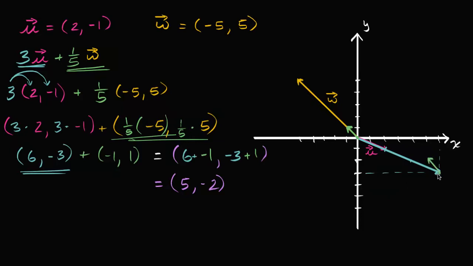So the head of the first vector is going to be where the tail of the next vector starts that we're adding. And so the resulting vector is going to be, if we started at the tail of the first vector of 3u, or at the origin, and then we bring it to the head of the second vector, we get, once again, the vector (5, -2). Its x component is 5. We move 5 to the right, and we move 2 down.